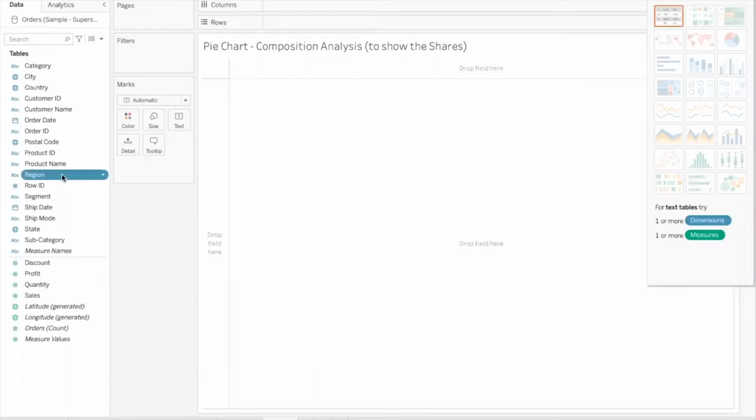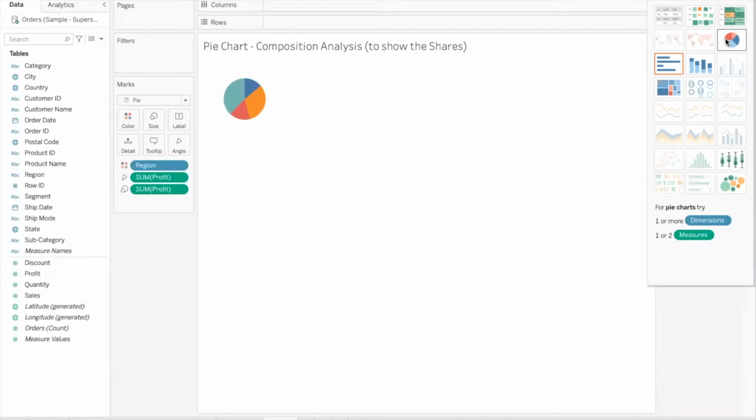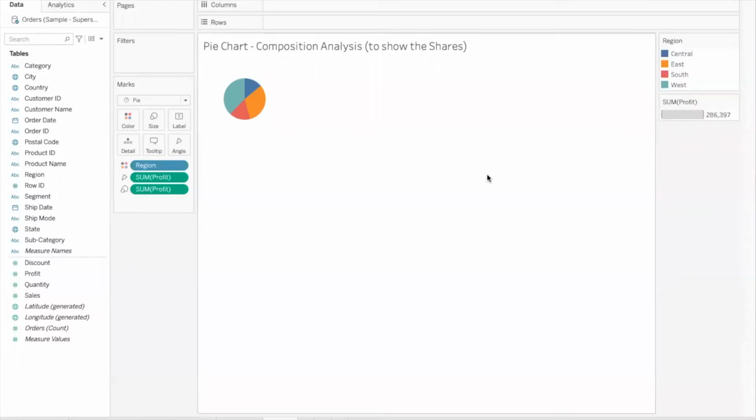So across different regions, let us say I would like to represent the profit. I selected both the fields, profit as well as region. Now for this combination, I would like to create a pie chart. So all I need to do is open the show me panel and click on the pie chart icon. Job done. And after you use the show me panel, always remember to close it.